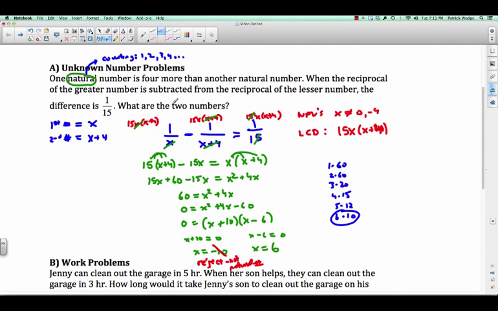But we want to know both numbers. How do I get the other number? Well, x is the first number, and x is 6. To get the second number, you do x plus 4, or 6 plus 4, so it's 10. So the two numbers are 6 and 10. Okay?